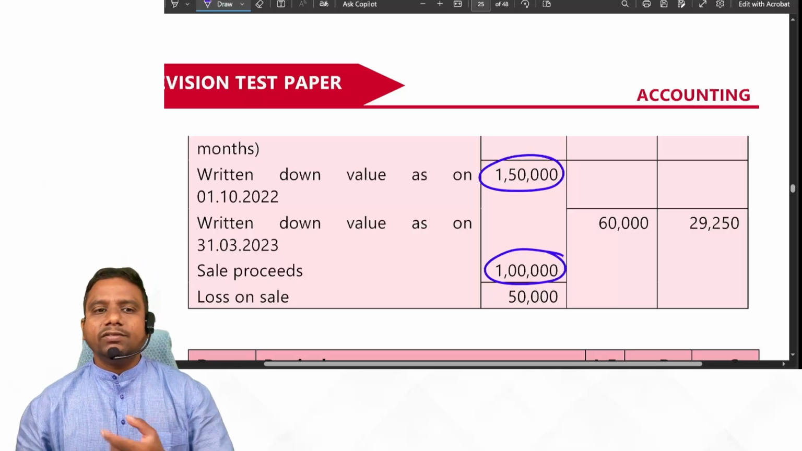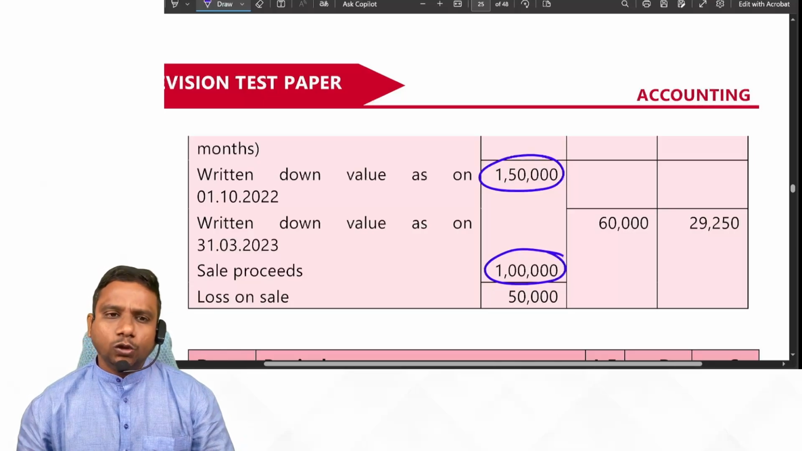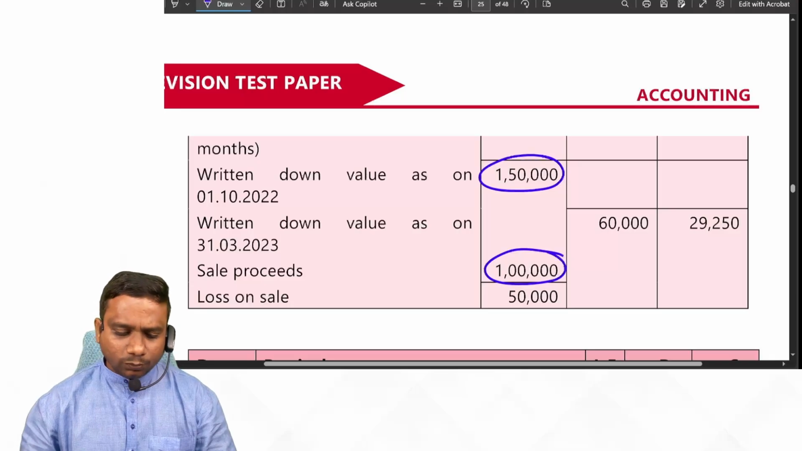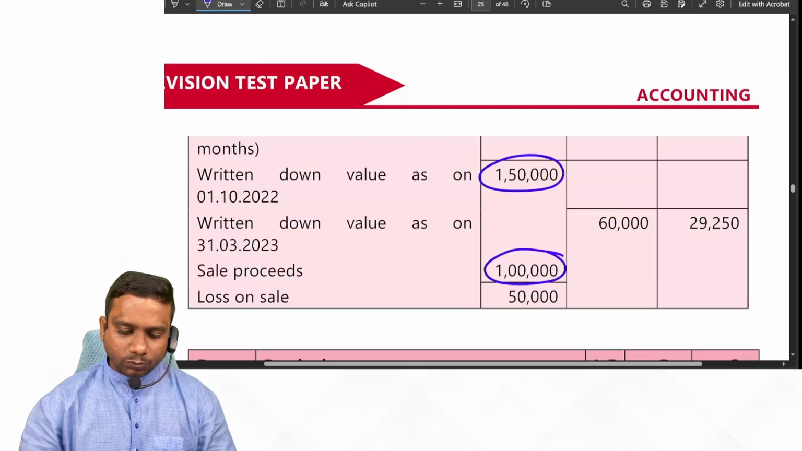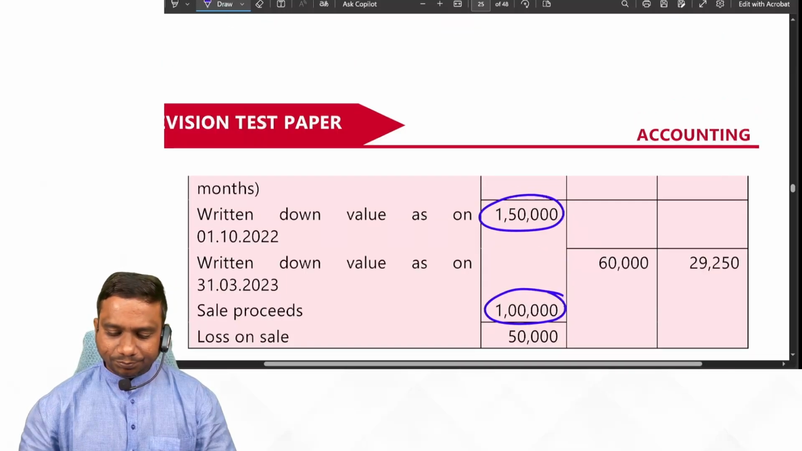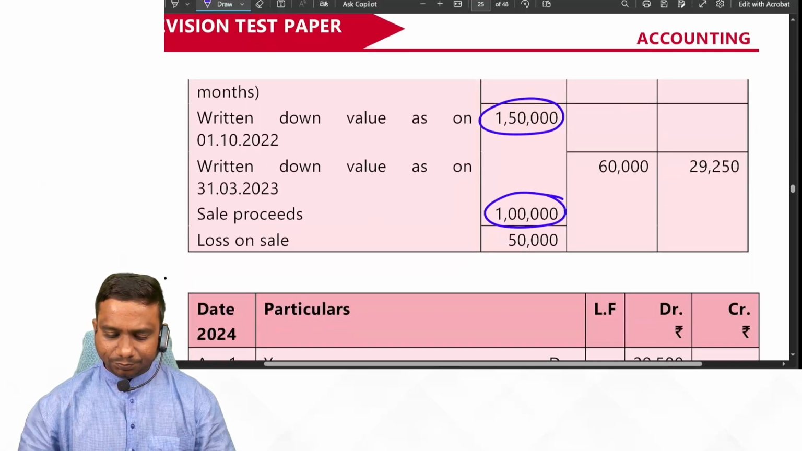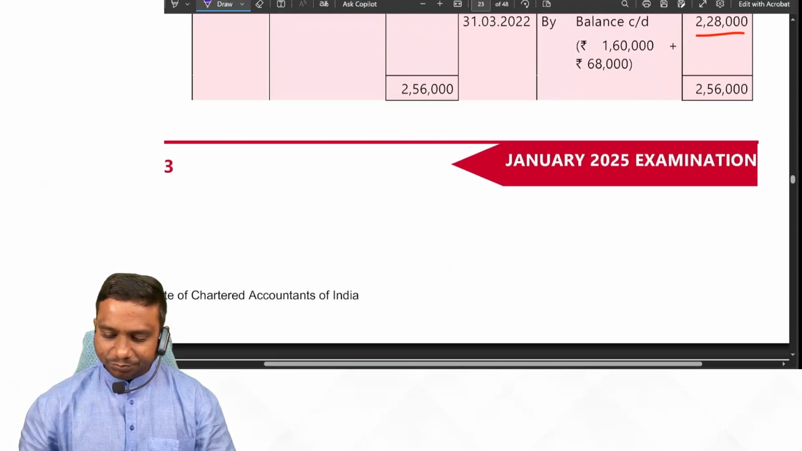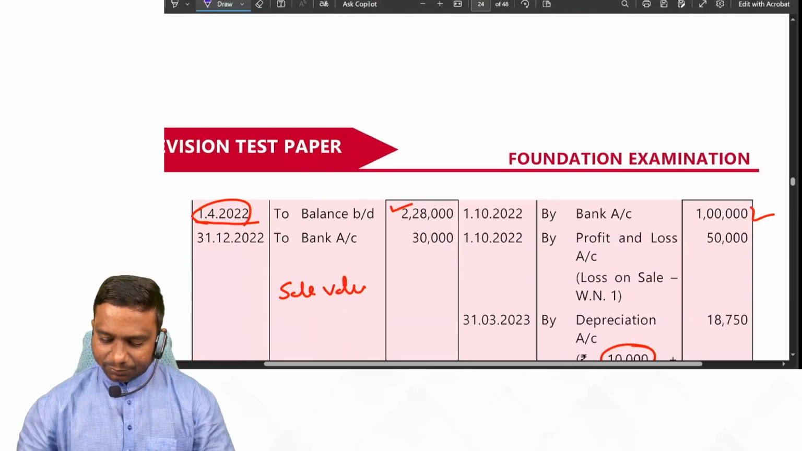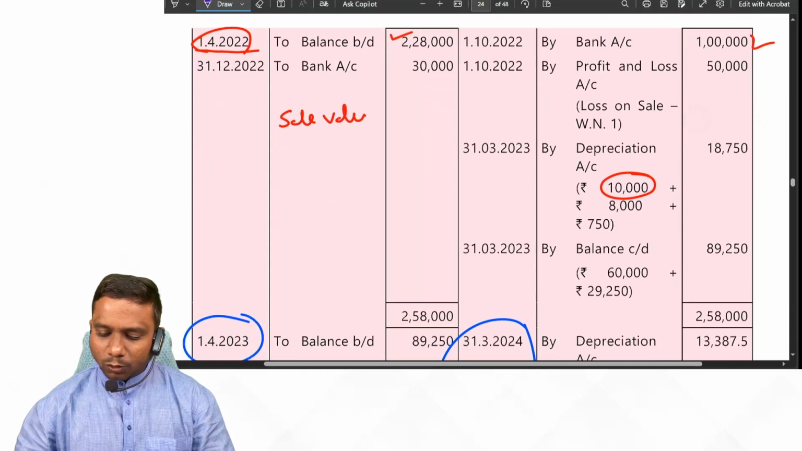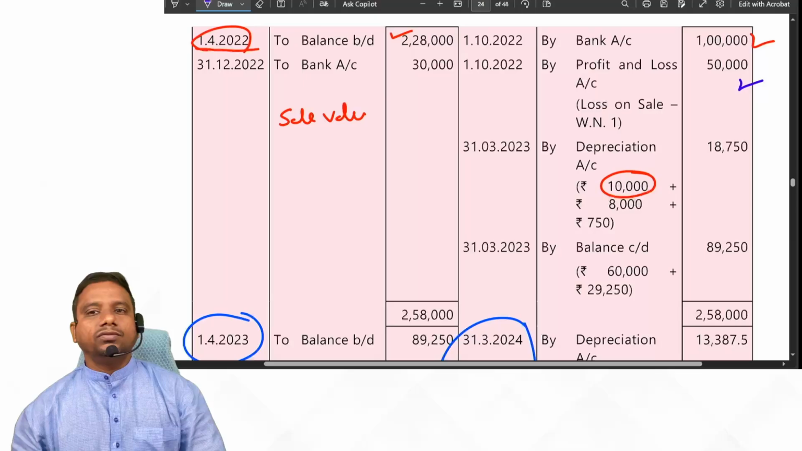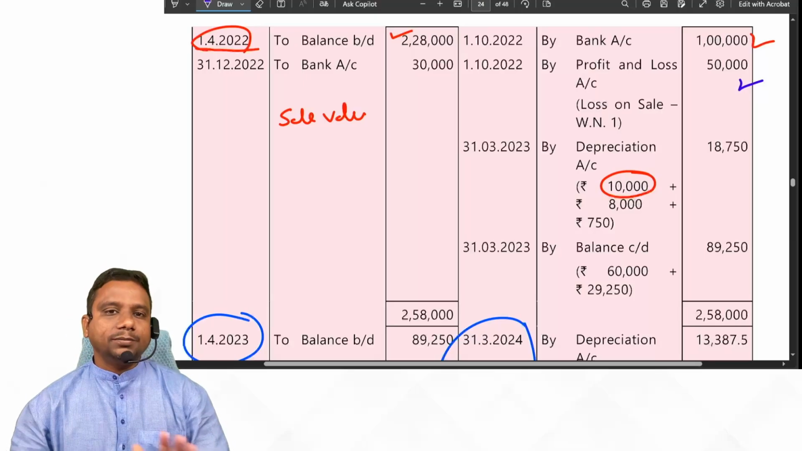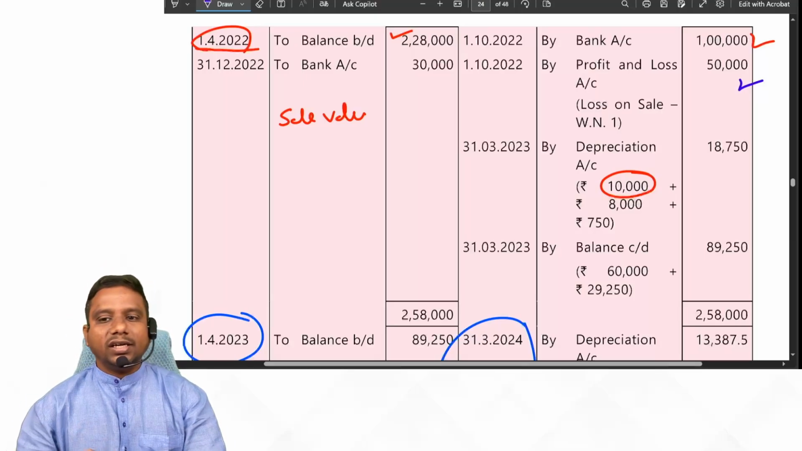For the loss, what is the entry we record? Profit and loss account debit to asset account. Yes or no? So, observe carefully. Asset account credit side, by profit and loss account, loss on sale of asset. Over. This is a very important aspect.